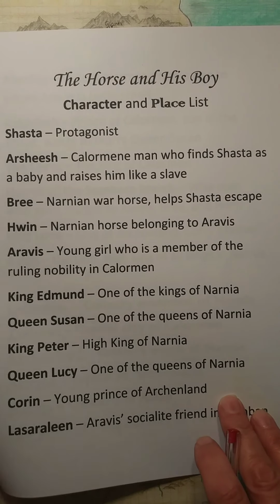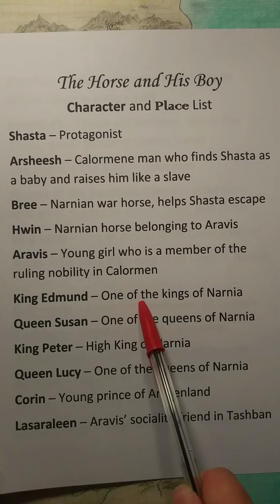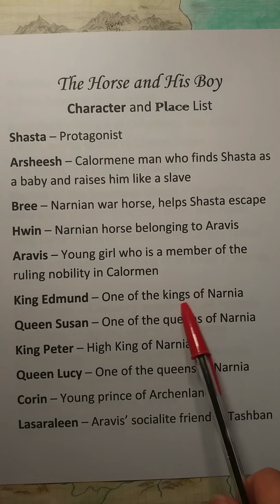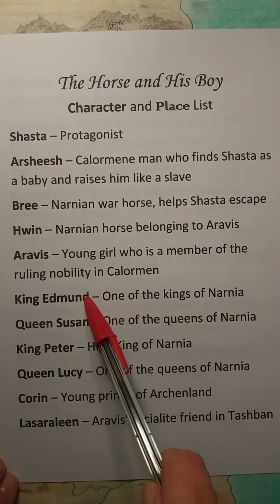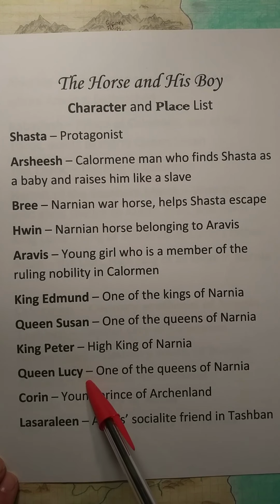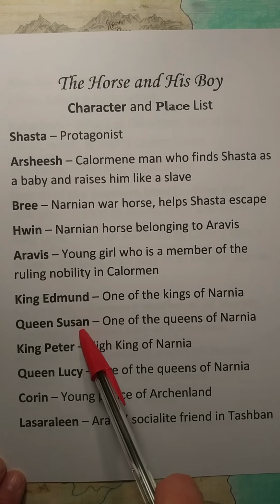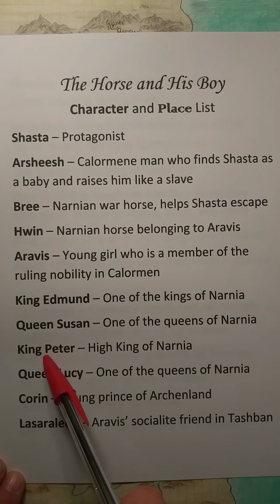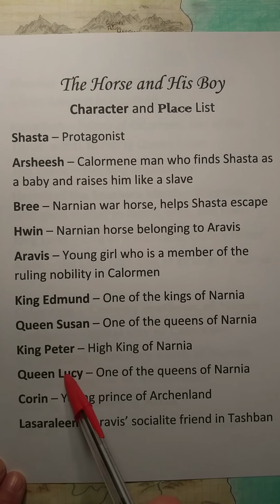We all know that by now. Okay, on the way they meet King Edmund, one of the kings of Narnia. Just so you know, there are 4 kings of Narnia. There's Edmund and Peter are the 2 brothers, and Susan and Lucy are the 2 sisters. Now, so far we've only met Edmund and Susan. The High King is Peter because he's the oldest. But there is also Edmund and the queens Susan and Lucy.